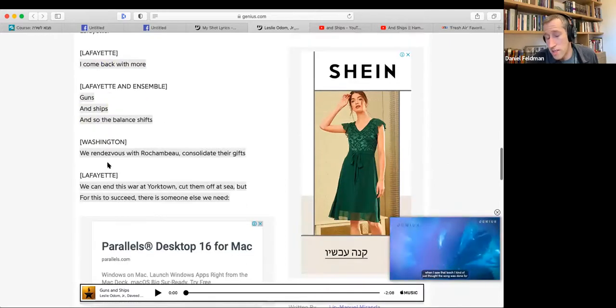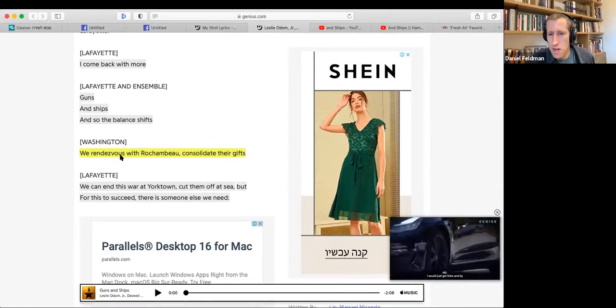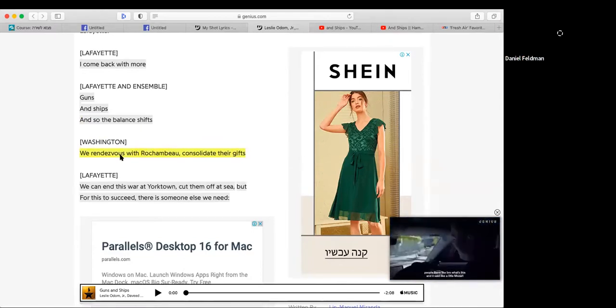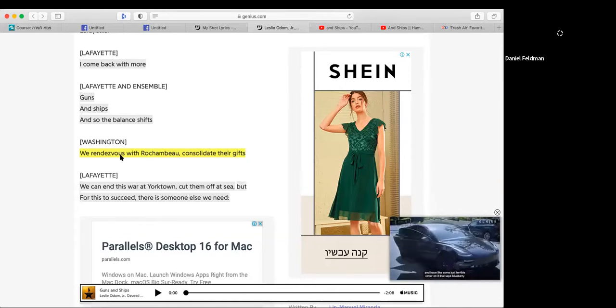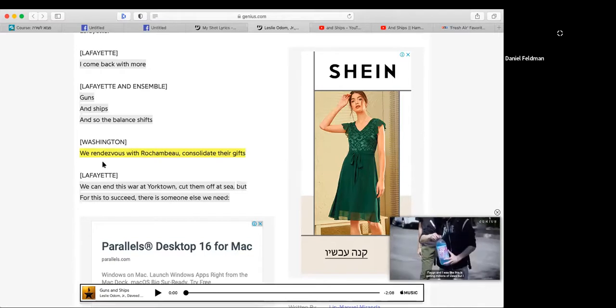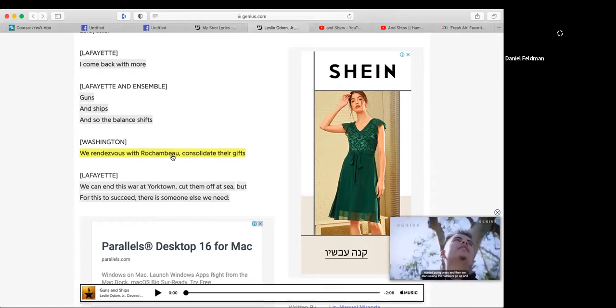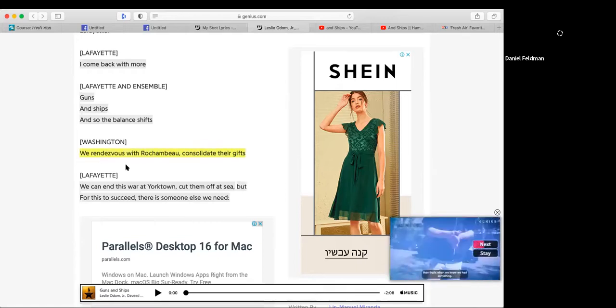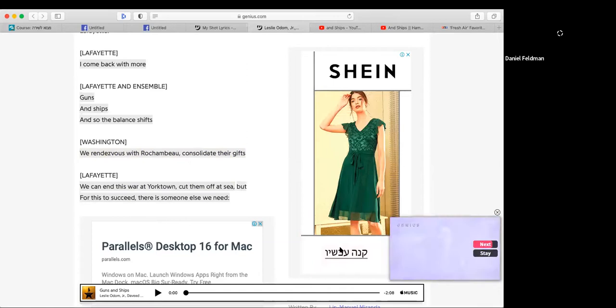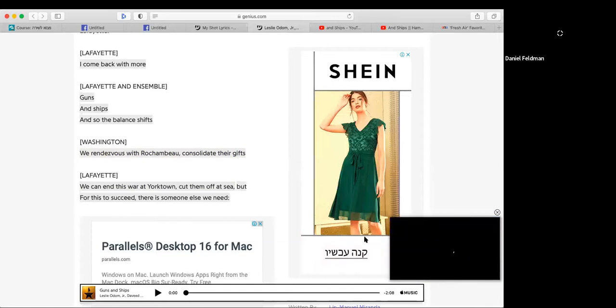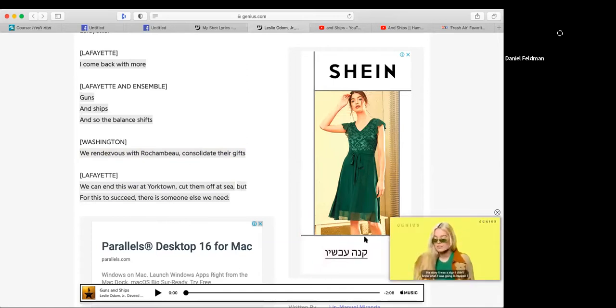And the rendezvous with Rochambeau, consolidate their gifts. Who would think to work that into a hip hop? You have to be crazy to think that you can. But you've got another long French word to go along with Rochambeau. We rendezvous with Rochambeau. Two dactyls that are being used in a complicated line here. It's not exactly the same as staccato. We rendezvous with Rochambeau, consolidate their gifts. Crazy line, but it works.